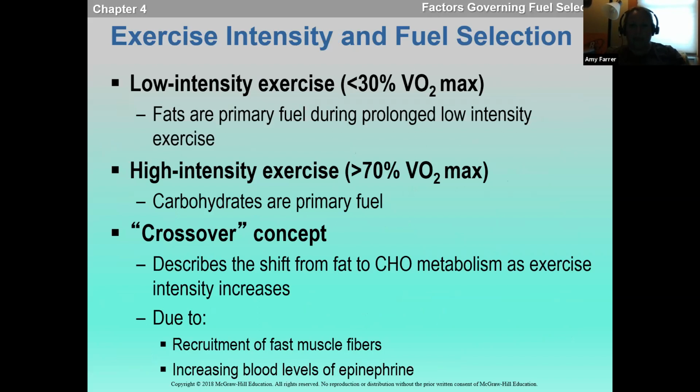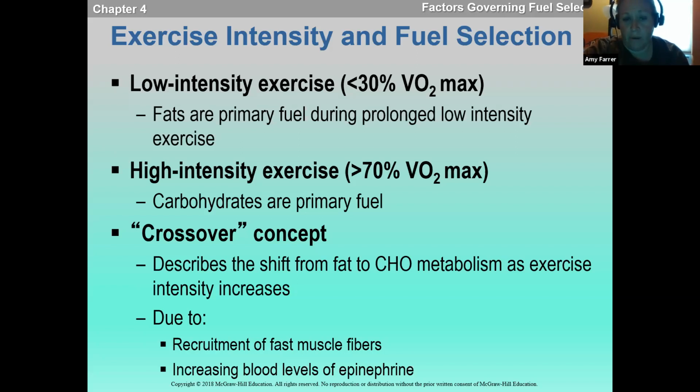So if we're looking at a lower intensity exercise, less than 30% of VO2 max, fat is primarily going to be our fuel. Higher intensity exercise, greater than 70% VO2 max, carbs are probably going to be primarily our fuel. There's going to be a crossover concept. We're going to have to shift to carbs as our exercise intensity increases.